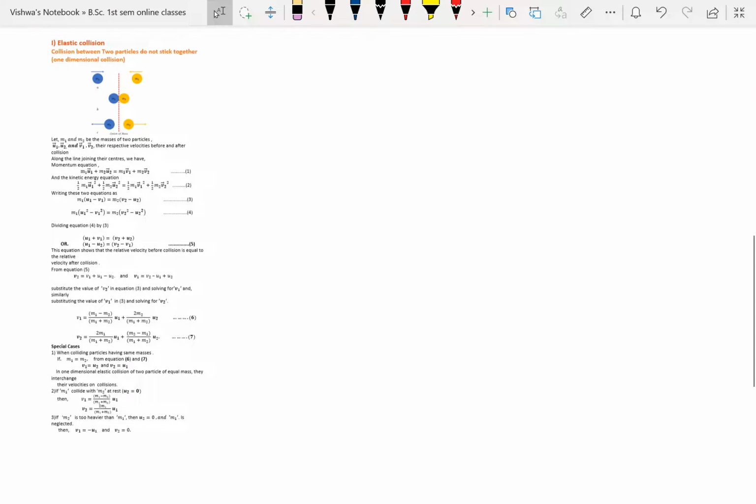So now in this class, I'm going to explain the last two steps of the derivation of elastic collisions, which we already derived in the previous video. Then I'm going to discuss the three special cases. Let's first see how to simplify and obtain the last two steps, that is, the final velocities after the collisions.